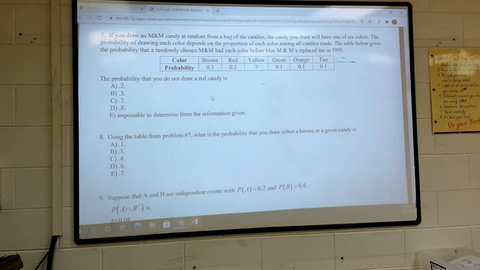The table below gives the probability that a randomly chosen M&M had each color before blue replaced tan in 1995.